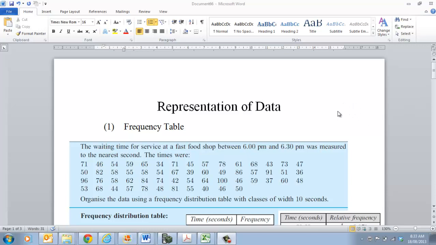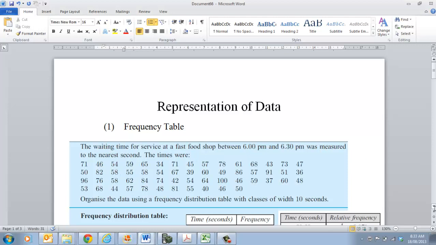So the first way is, if we get a whole heap of data like that, it's not that useful to actually look at that data. It's not very helpful for us. So what we want to do is represent that in a way that we can do something with the data. So the first thing we might do is put that into a frequency table.